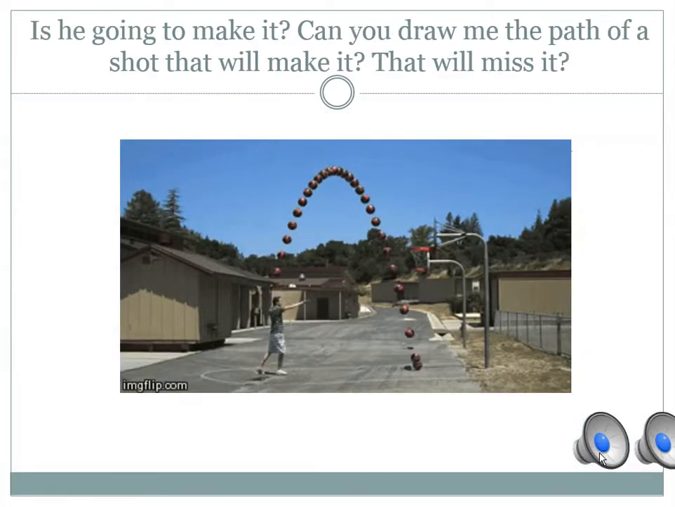I provide a perfect analogy to exemplify the graph of a parabola using a basketball example, and I will ask the students to answer these questions. Is he going to make it? Can you draw me the path of the shot that will make it? Or will he miss it?